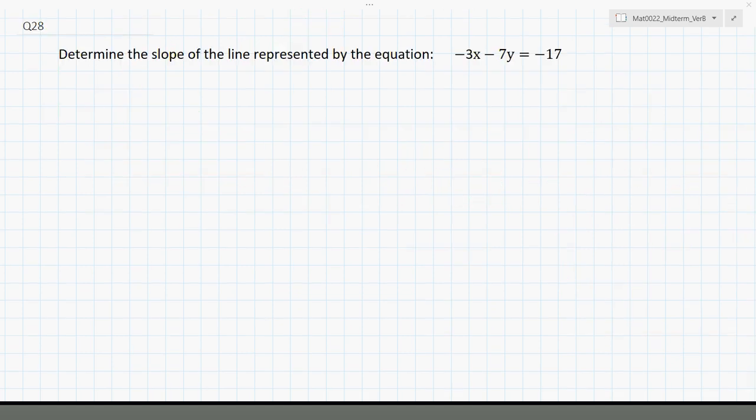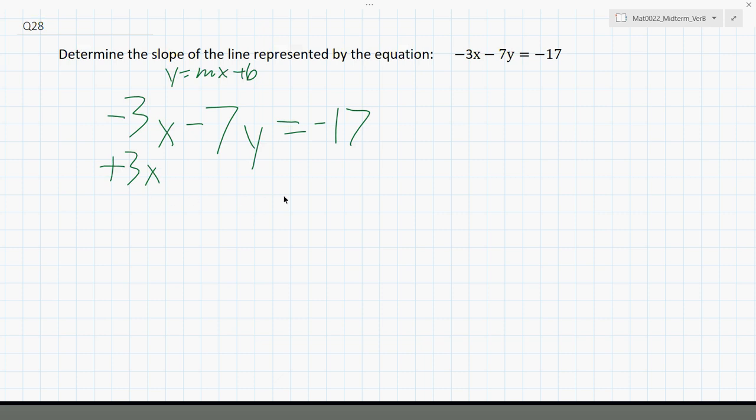All right, showed you earlier, we're going to move over the things for 28 as well. So we've got negative 3x minus 7y equals negative 17. In this case, we want that y equals mx plus b form. We're going to love it, cherish it, hold on to it. It's our best buddy. So we're going to add 3x to both sides. We get negative 7y equals 3x minus 17. And then divide both sides by negative 7 to get y alone, right?